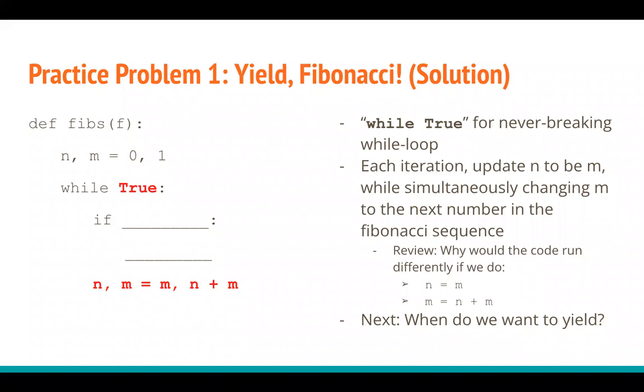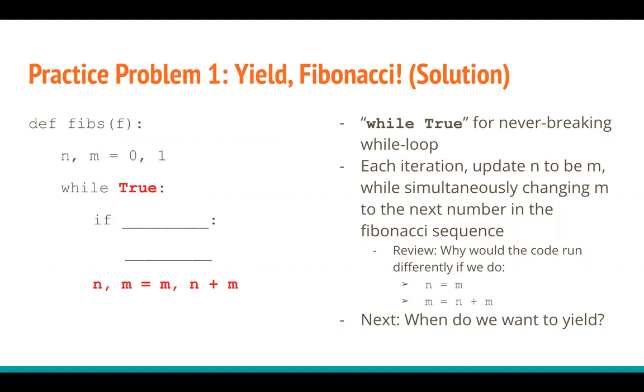And then for each iteration, we want to update n to be m while simultaneously changing m to the next number of the Fibonacci sequence. This is an example of how we can use multiple assignment to reassign multiple variables in one line. In my opinion, this is probably the trickiest part of this question. It doesn't show up too much, but it's something good to know. If you look at the slide, see why the code runs differently if we do n equals m and then m equals n plus m. In that case, we would need a temporary variable to store values in between. Otherwise, we're going to lose one of the values. But if we use multiple assignment, we can change all the values at once without needing that temporary variable. So multiple assignment is pretty useful like that.